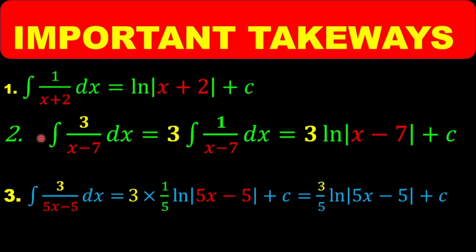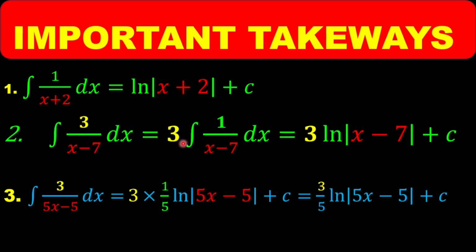Then another key important takeaway that we need to also understand is the second example: the integral of 3 over x minus 7 dx. Now remember, the standard says that the top must be 1, but here the top is not 1, it is 3. So in a situation where the top is not 1, you have to factorize it to come outside the integral sign.